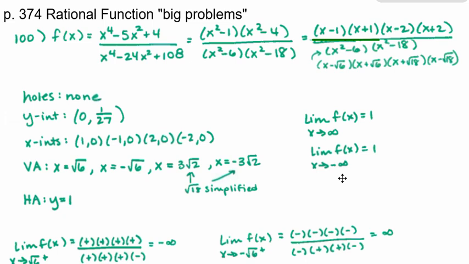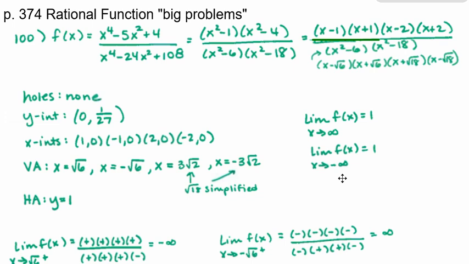The first thing we want to do is factor it, and you'll notice that both the numerator and the denominator are what I would call quadratics in disguise, and they both factor into x squared minus 1 times x squared minus 4 and x squared minus 6 times x squared minus 18.